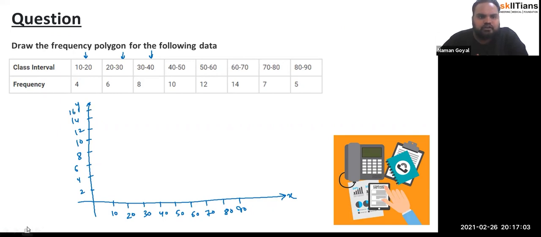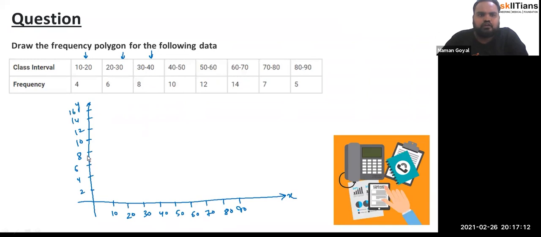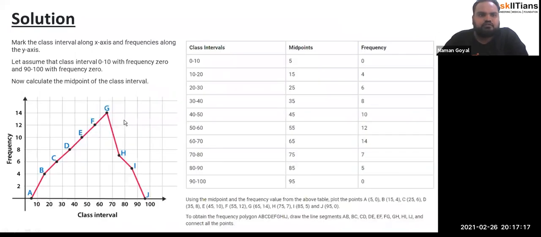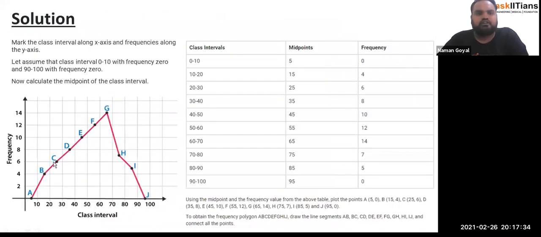For 10 to 20 the frequency is 4. Now, the frequency is given, so we have to take the midpoints for plotting the points. Here the class interval is given as 0 to 10, and we take the midpoints for plotting. Let me show you this graph.